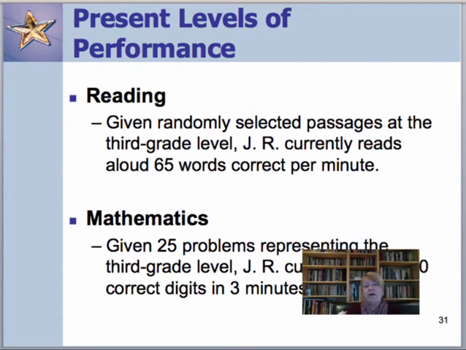So here's some examples of how present levels of performance begin to be developed into goals, starting with what the student is able to do at the baseline. So in reading, we have JR, and given randomly selected passages at the 3rd grade level, JR currently reads aloud 65 words correct per minute. That's his baseline. That's his present level of performance. And in mathematics, given 25 problems representing the 3rd grade level, JR currently writes 20 correct digits in 3 minutes. So we have, again, a measure of what JR is actually able to do on this probe when we're talking about his present levels of performance.